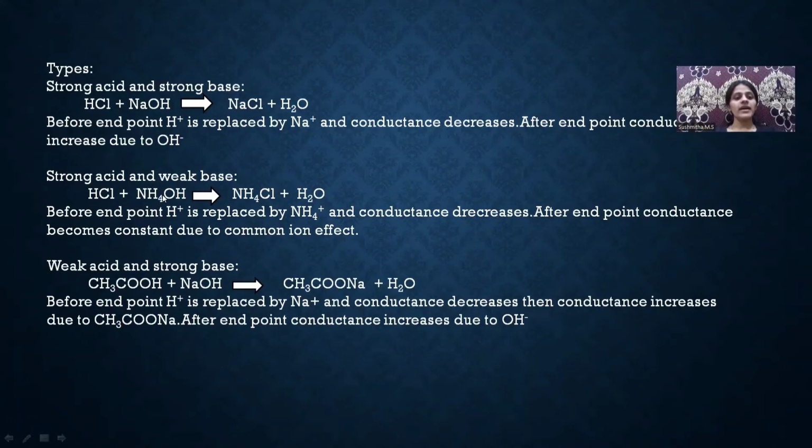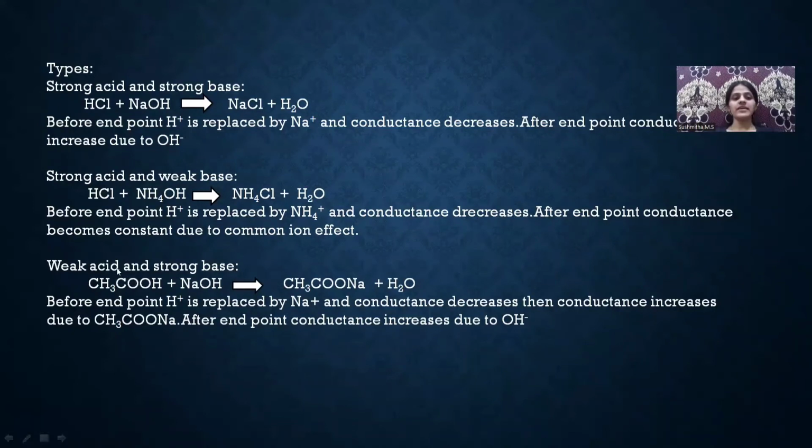Second one is strong acid and weak base. When HCl reacts with NH4OH, NH4Cl and water are formed. Before the endpoint, H+ is replaced by NH4+ and conductance decreases. After the endpoint, conductance becomes constant due to the common ion effect.